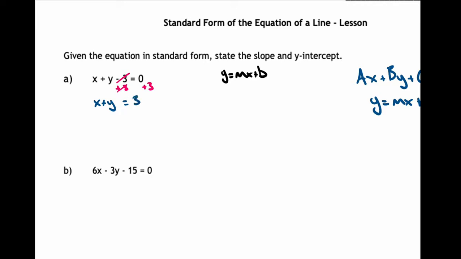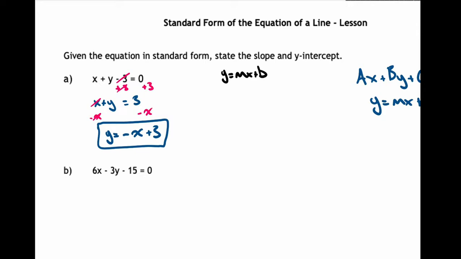I still am not in my y equals mx plus b form because I have x and y on the same side. I can move the x over by subtracting x from both sides. Again, it'll cancel out on one side, and I'm left with y equals negative x plus 3. And so now I have it in the slope-intercept form. Again, remember, I can't subtract x from 3 because they're not like terms, so they just have to stay where they are. They're going to stay separate terms.